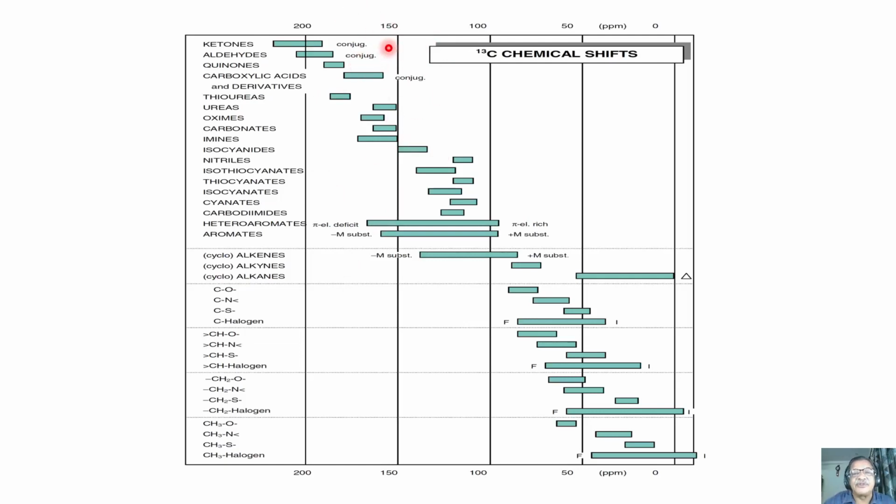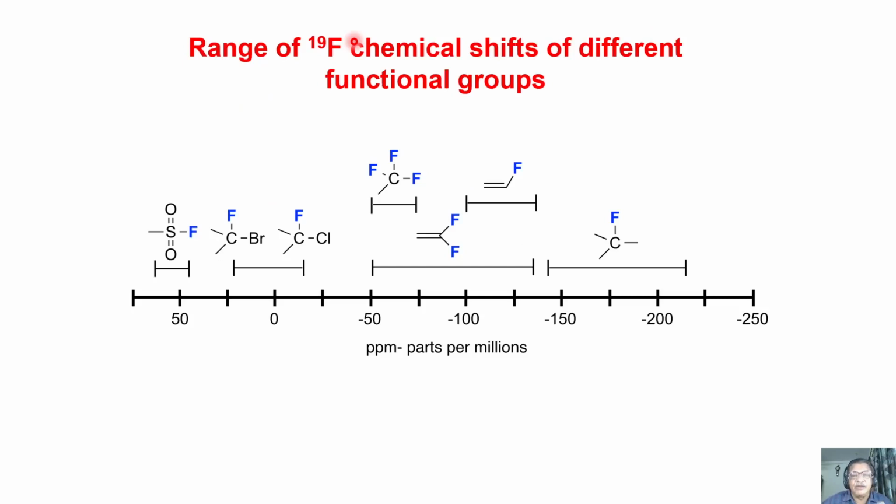These are all classifications for different nuclei. It basically gives you an idea how to start, where to start the analysis. If I look for the ketone, ketones come very downfield. Look at it. It comes around 200 ppm. Similarly, you can have a range of chemical shifts for fluorine also.